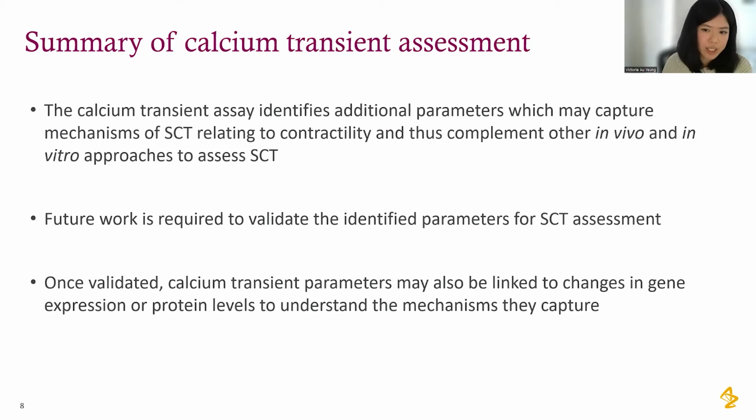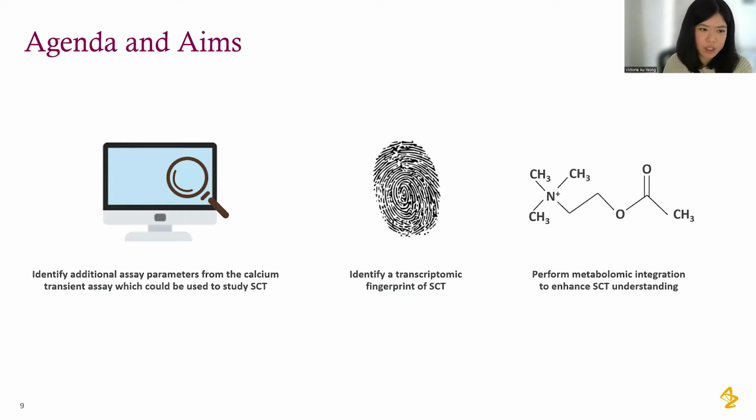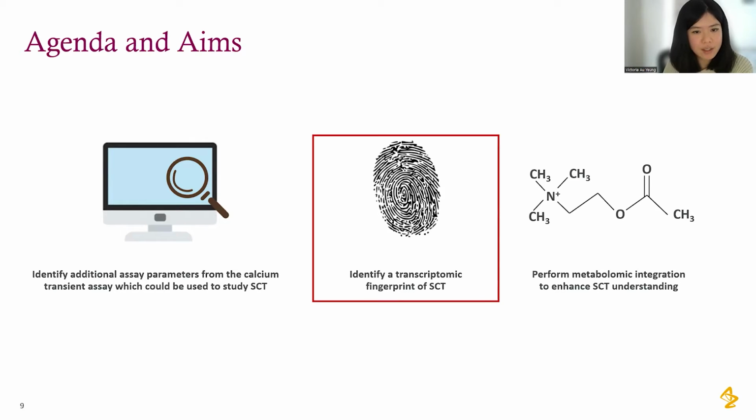But now we come on to the other aspect of what I mentioned in my introduction, which is that even when we have these additional parameters, we still need to make them interpretable somehow from a molecular mechanistic perspective. And this is where we now move on to the second part of my talk, which is about identifying potential mechanisms of SCT using transcriptomics and metabolomics data.